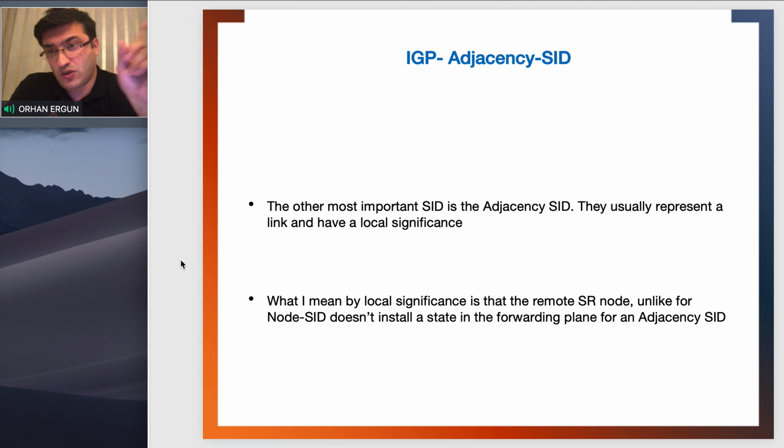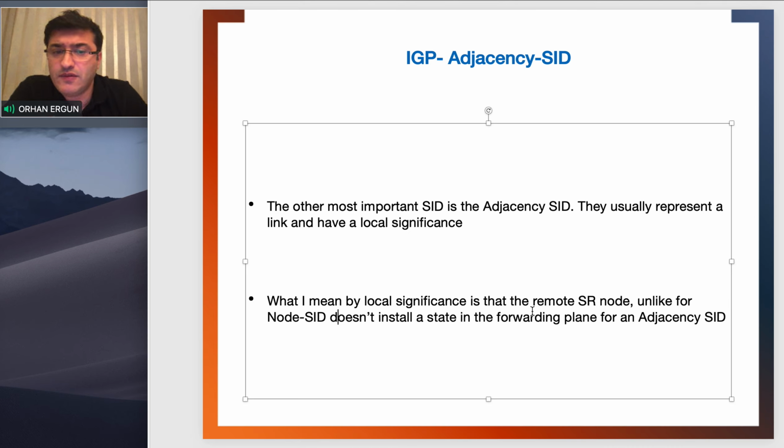What about the node SID? The node SID is installed by the ingress routers as well, and also the mid routers. Ingress, egress, and mid routers, node SID. Adjacency, only those local routers, whoever will push towards their interface. I will show you now. What I mean by local significance is that remote SR nodes, the other SR nodes, unlike for the node SID, don't install the state information into the forwarding plane for the adjacency SID.